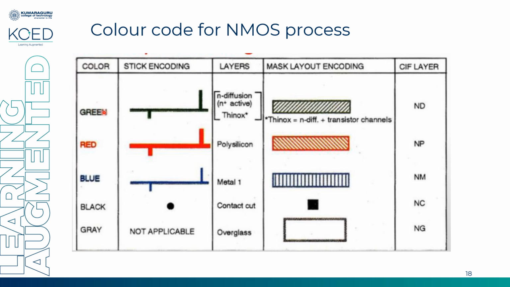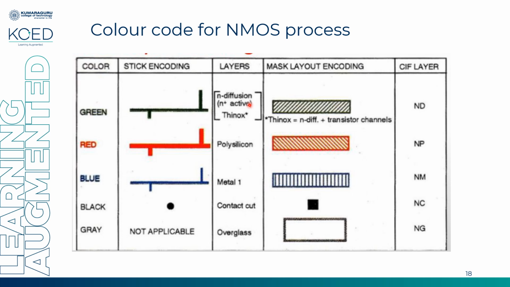So we'll see green color stick will indicate n diffusion or n plus active. So in case of a normal MOSFET, you have 4 terminals: source, drain, substrate or body, and gate. The names you use there for source, drain, substrate and body will be different from the names mentioned here.